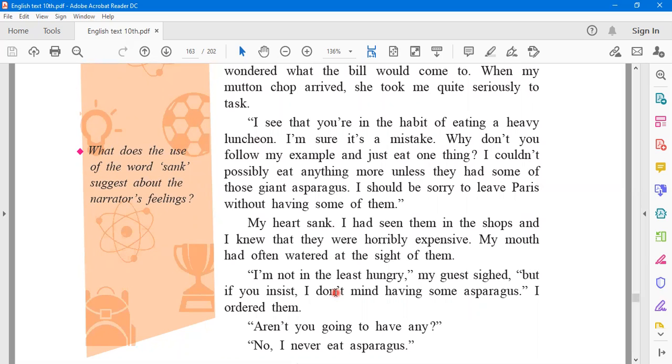Now we can have some questions. For the first question, the simple factual questions, you can have: name the cheapest dish on the menu card, which was ordered by the author, that is the mutton chop.